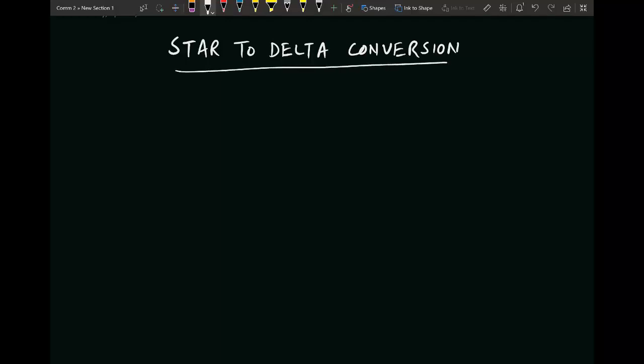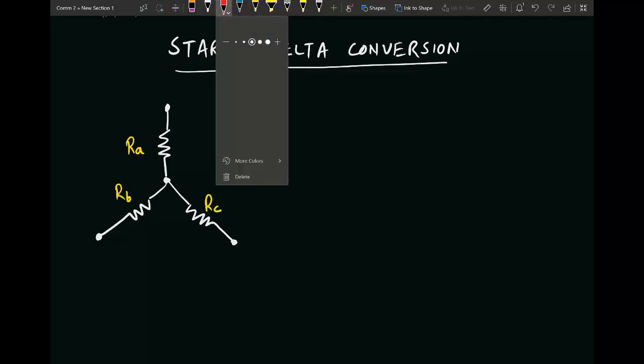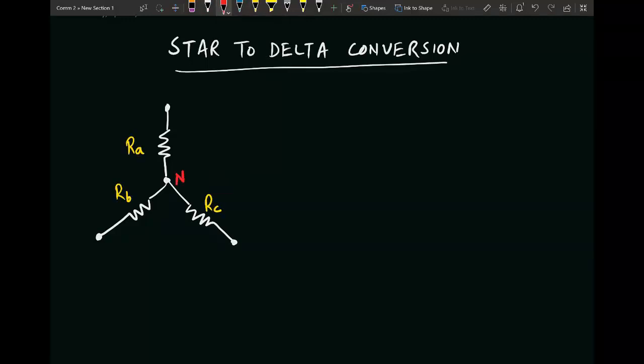Whenever the resistances in a circuit are connected in star or delta, it is not always easy to directly use series or parallel combination to find out the equivalent resistance. For this you need star to delta, or delta to star configuration in order to solve the circuit.